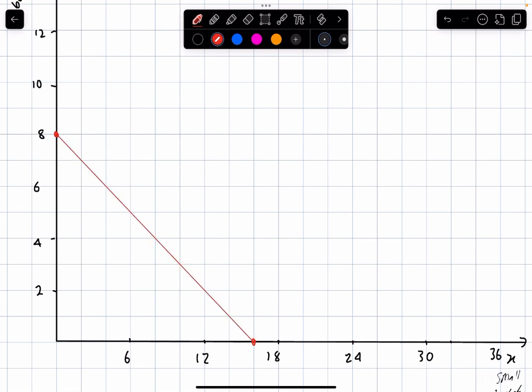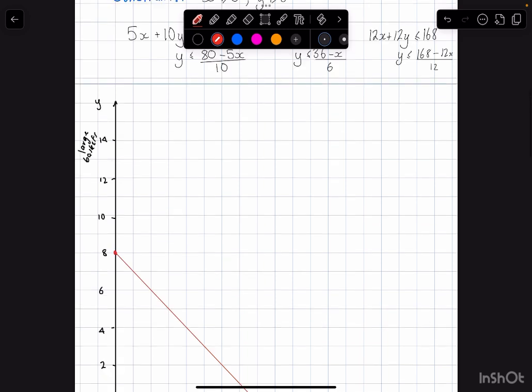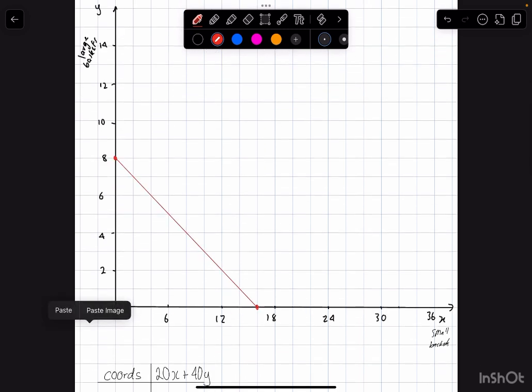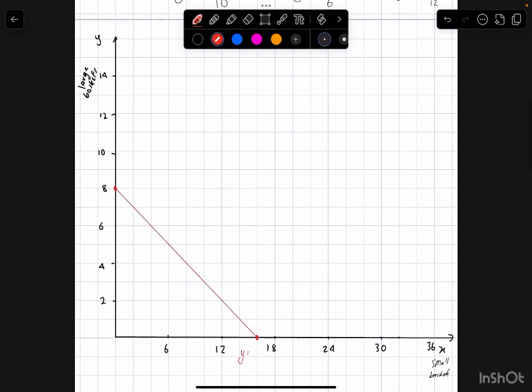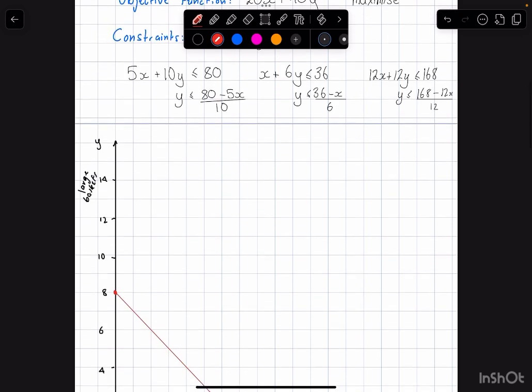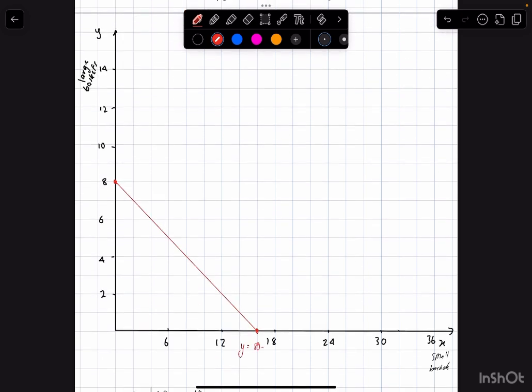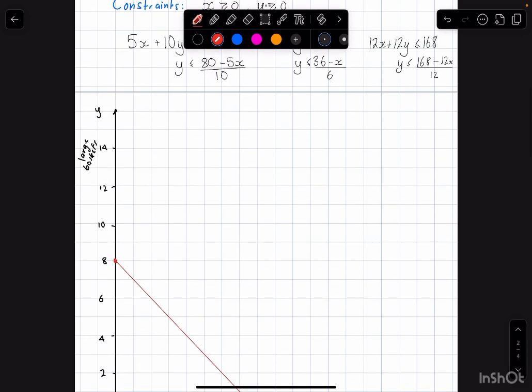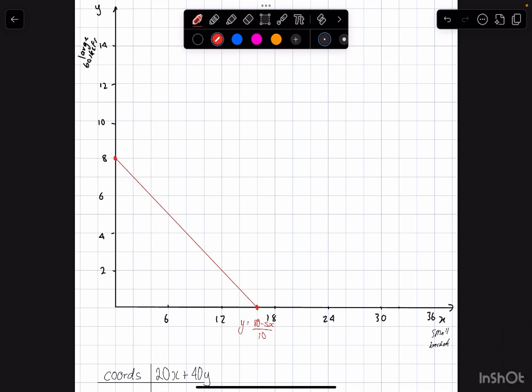And make sure that you are then labeling your equation. So this is my y equals (80 take 5x) all over 10. Okay, that's my first equation.